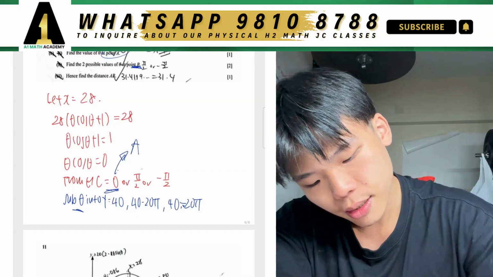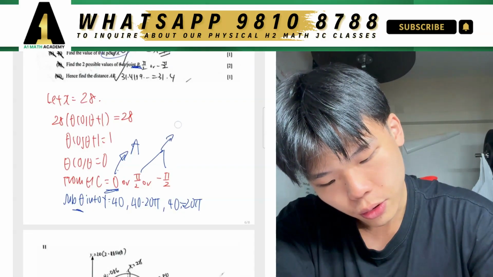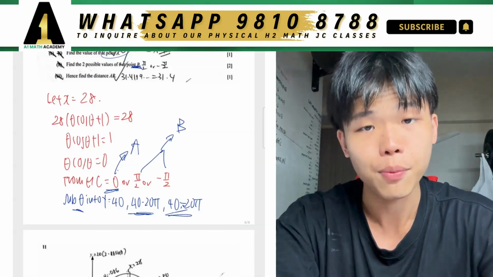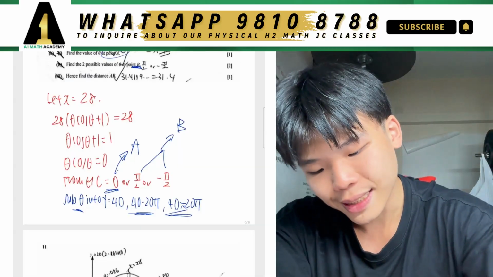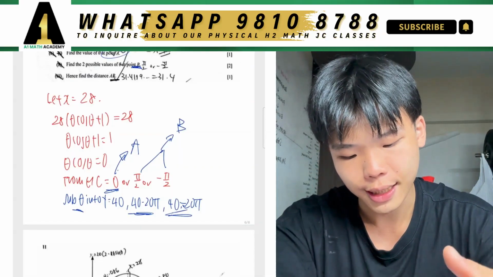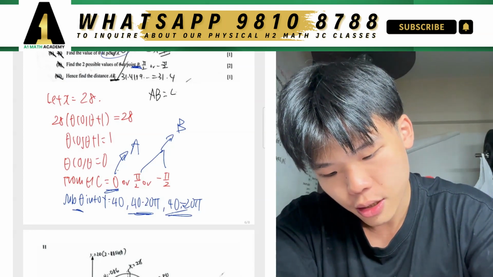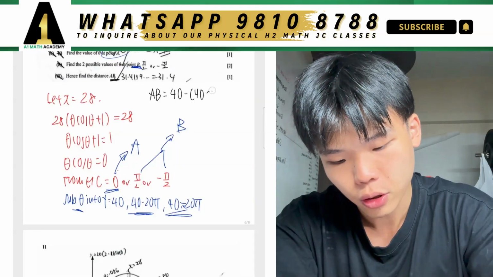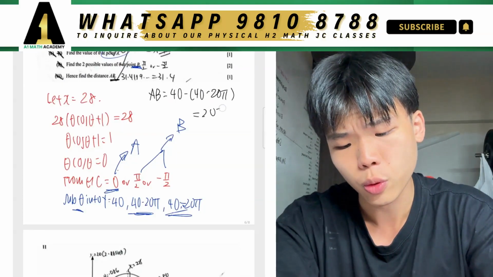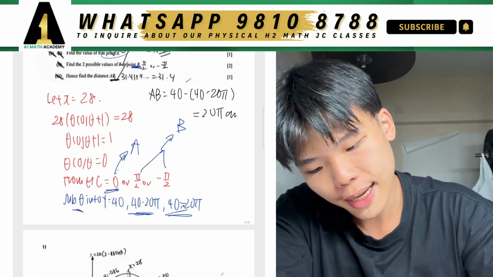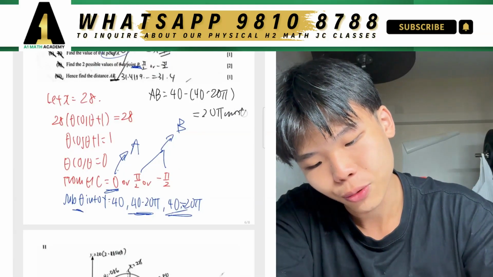And then for B, it can either be pi over 2 or negative pi over 2 because they both share the same y value over here. And therefore, to find the distance of AB is as simple as just taking the two y values and subtracting them from each other. So AB is just 40 minus (40 minus 20 pi), which is essentially just 20 pi. And then you just key this into your calculator, which is essentially just 20 pi units over here. And that's the final answer to this question.